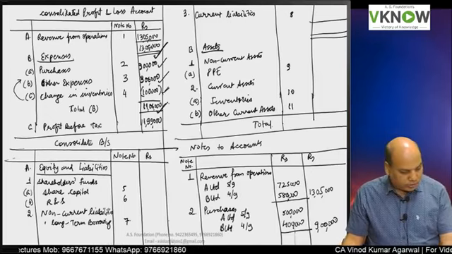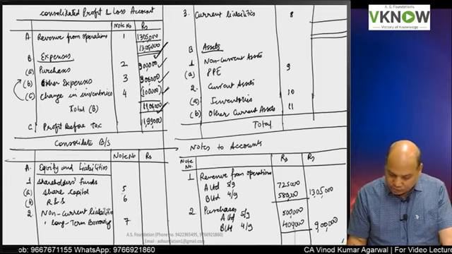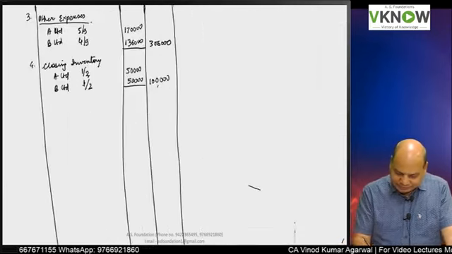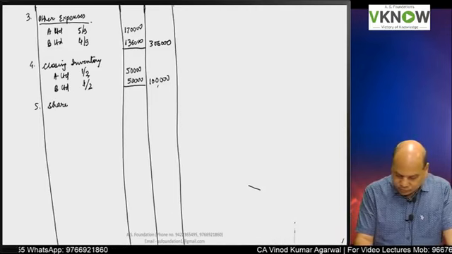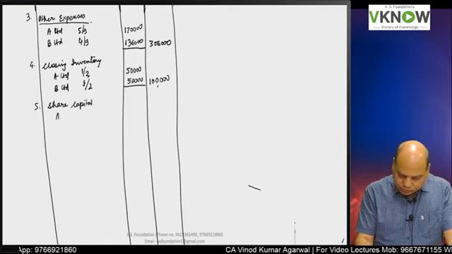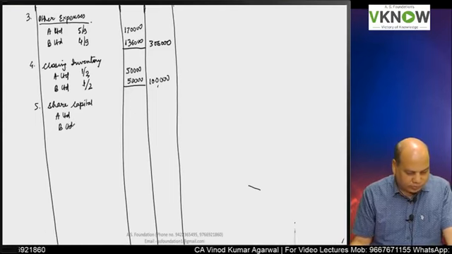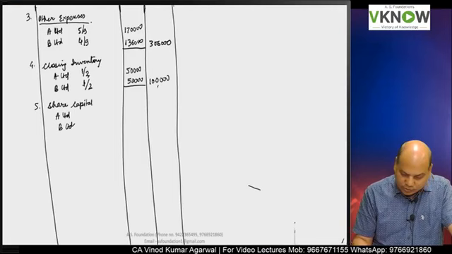Now we'll come to next point, is your note number 5, share capital. A limited, B limited. How much share capital A has contributed?